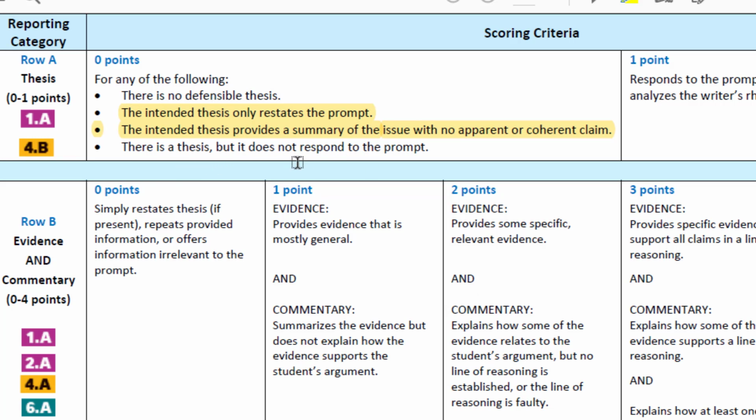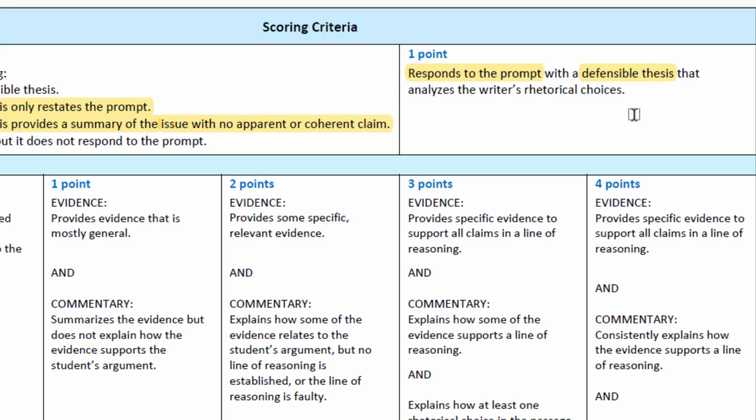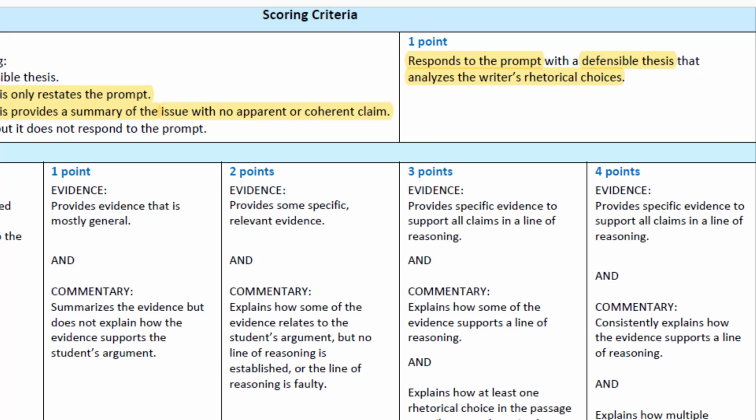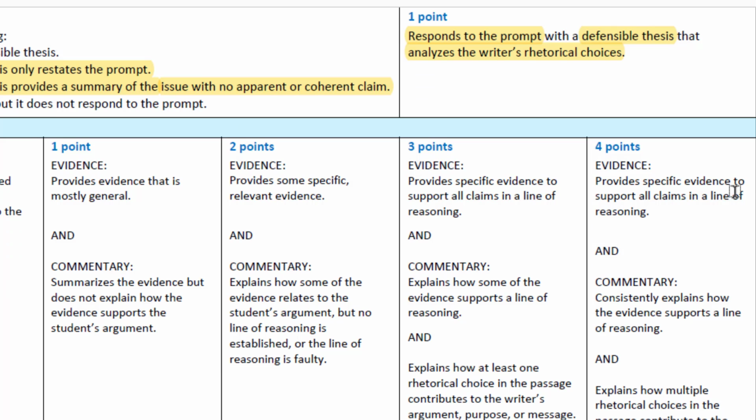Then again, you must have a defensible thesis, and the thesis should respond to the prompt. That's what you get the points for: responds to the prompt with a defensible thesis that analyzes the writer's rhetorical choices. So there are three aspects to that. And then you want to go on and talk about evidence.